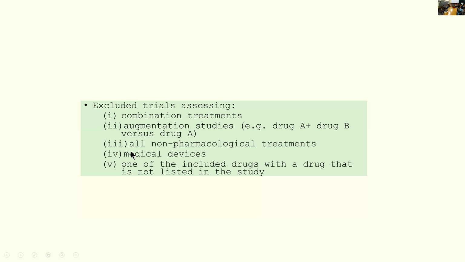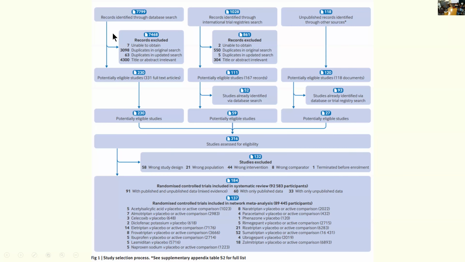They've also excluded all studies which use non-pharmacological treatments, like, for example, acupuncture. Some people also use TENS, and we also have some new devices, like Nerivio, that are available. So those were excluded. They've also excluded drugs which are not part of the drugs listed in the study. So this is the PRISMA flowchart.